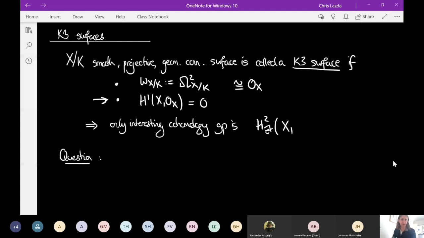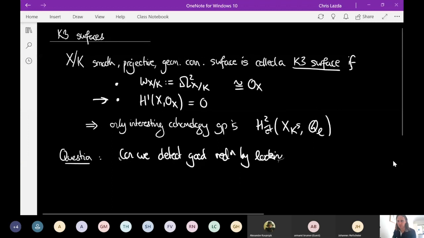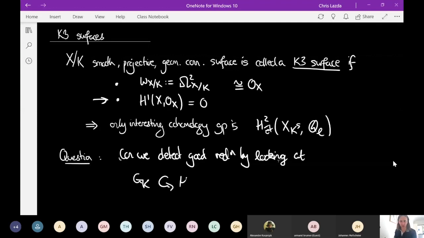So if we're thinking about these results of Serre, Serre-Tate, and Oort, then the question we might be interested in is, can we detect good reduction by looking at the Galois action on the second cohomology group? And this is the question we were interested in.